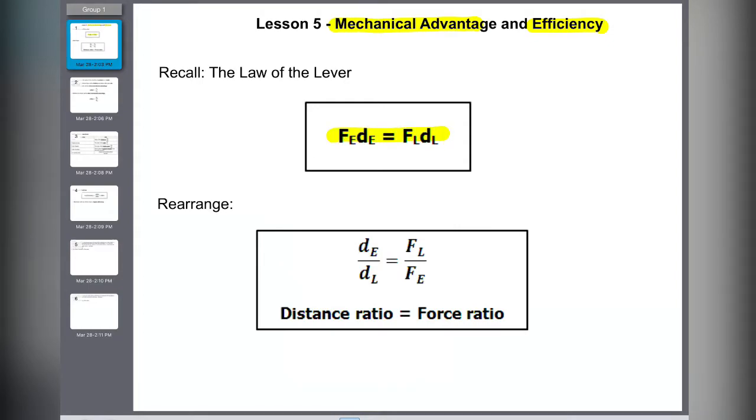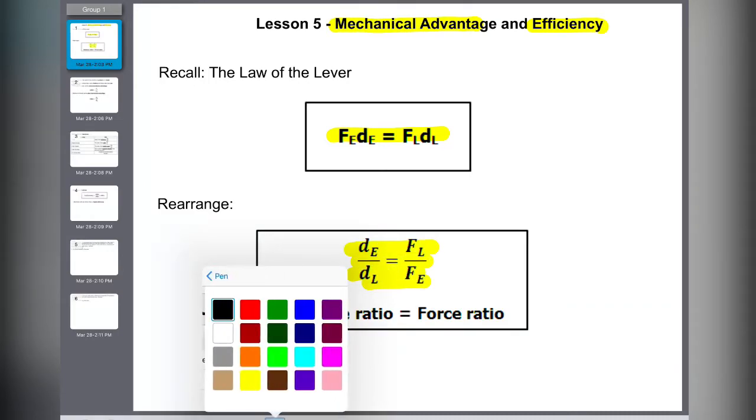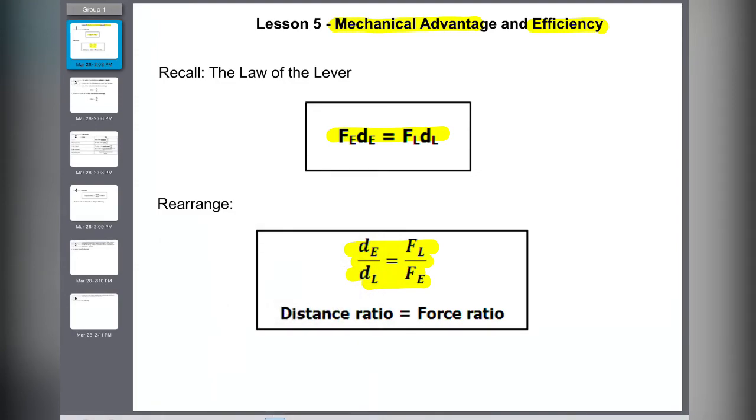Okay, so the first one is relating to the law of levers. And what they have done is they've rearranged the equation to make it into a ratio of distance and force. If you take a look at this equation, you will not be required to know how the equation comes from, but you will need to know how to use the equation, plug in the numbers and calculate the efficiency from it.